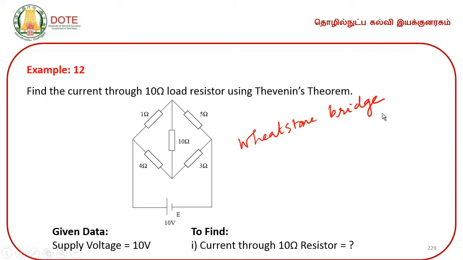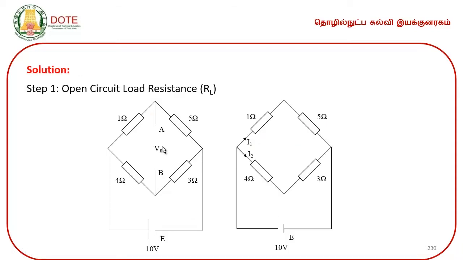Here we need to find out the current passing through 10 ohms resistor using Thevenin's theorem. First step is open circuit the load resistance and name the terminals A and B, and then mark the direction of currents. This is I1, this is I2, here is I1 plus I2, because I1 is coming over here, this is I2. So, by applying KCL at this node A, what happens is this is outgoing current.